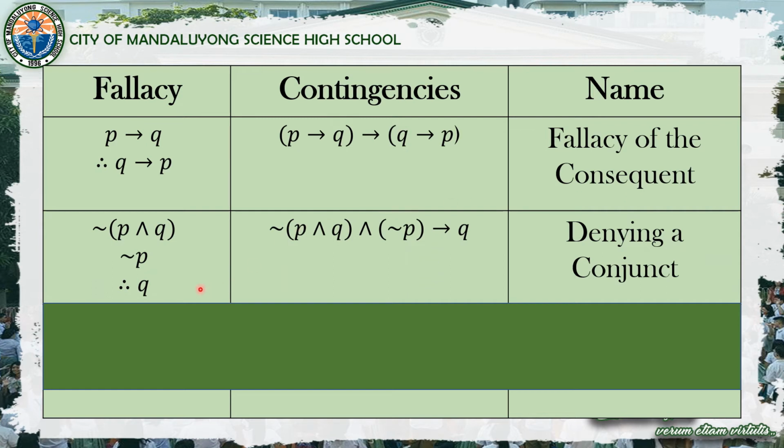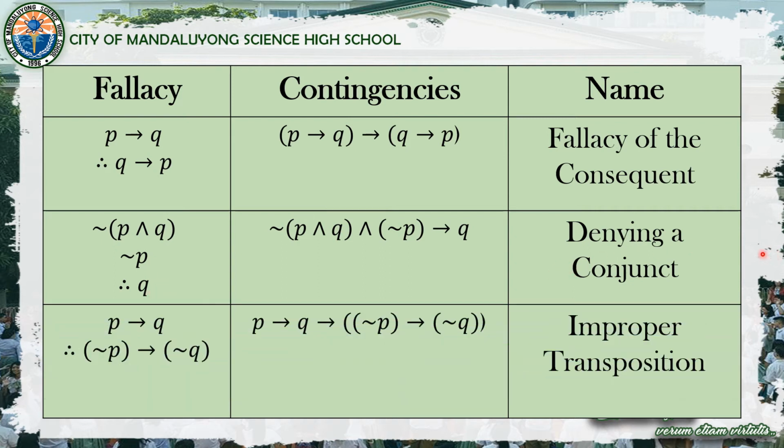And then next, we have the, it is not the case that P and Q, and then not P, therefore Q, so denying a conjunct. If you're going to try also, in verifying this one, ito naman ang mga gamitin ninyo for the truth tables. And then, you will be able to see na, it will not give me true values. Okay? Dun sa pinaka-last column. And then, we have here, P implies Q. Therefore, not P implies not Q. So, this is known as improper transposition.